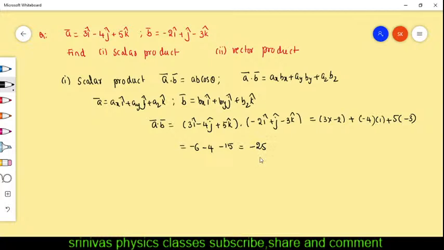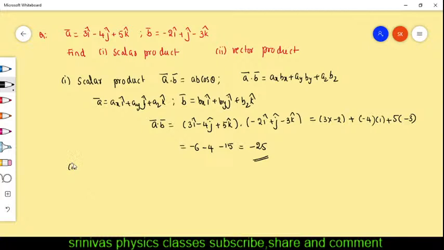This is how to find the dot product. It is very simple. Just multiply the I coefficients, plus the J coefficients, plus the K coefficients. That's all. You will get the answer. Here also the same thing: AX, BX are the I coefficients; AY, BY the J coefficients; AZ, BZ the K coefficients. Multiply them and you get the dot product, the scalar product.